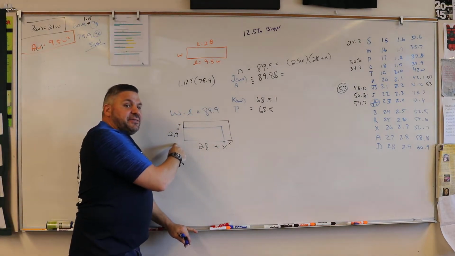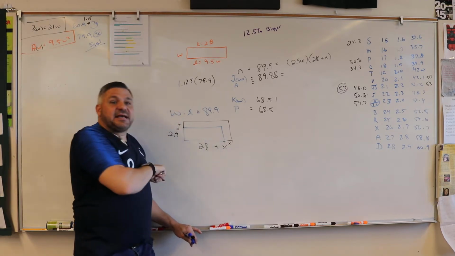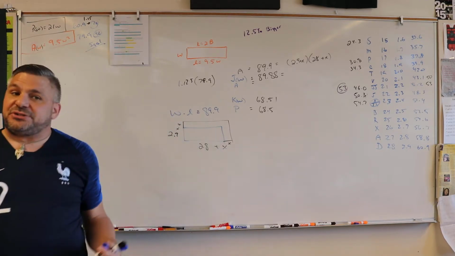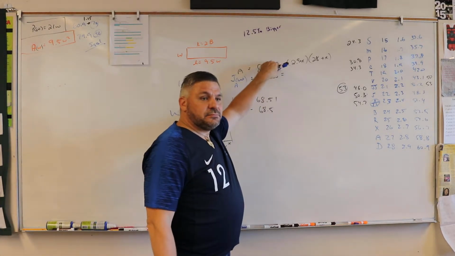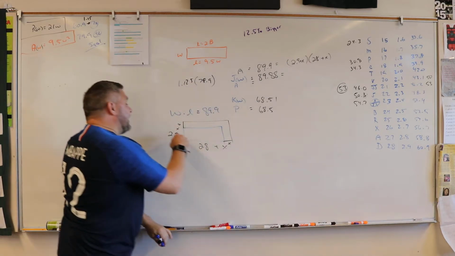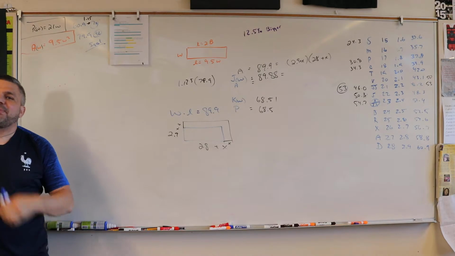I'm going to take my width and add an x. I'm going to take my length and add an x. And I'm going to multiply those two in order to get my area. I'm going to add 2 of these and 2 of these in order to get my perimeter.